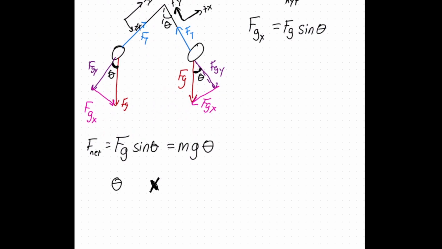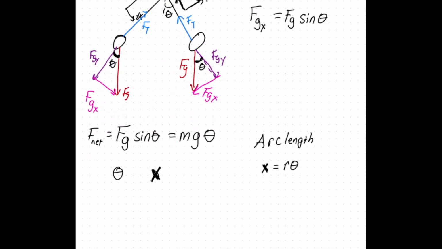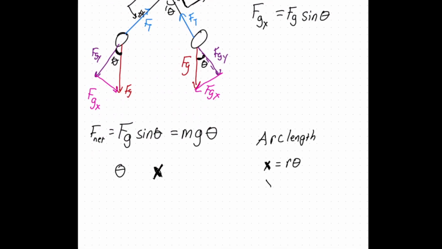Now, there's this other thing that I haven't really said anything about, and that is the length of the string. And if you remember from our uniform circular motion stuff, we had this arc length thing. And that said that our arc length, which is the linear distance we traveled, here we're saying it's x, is going to be equal to r times theta. Well, the radius of the circle is going to be the length of the string, and so we get x is equal to L times theta.